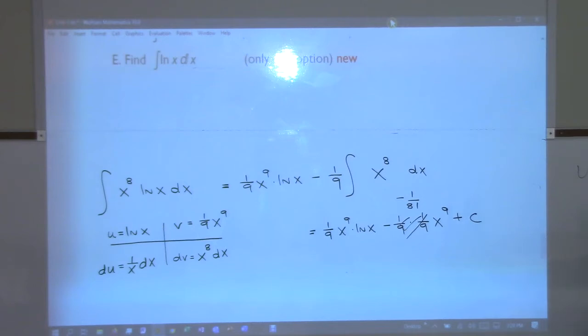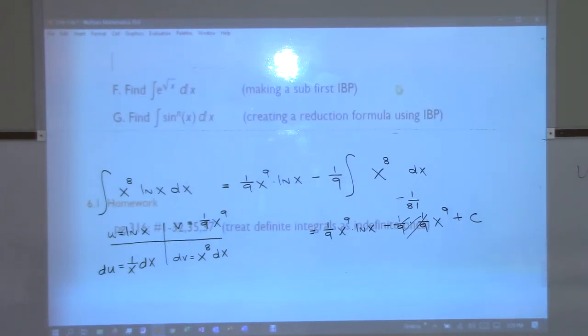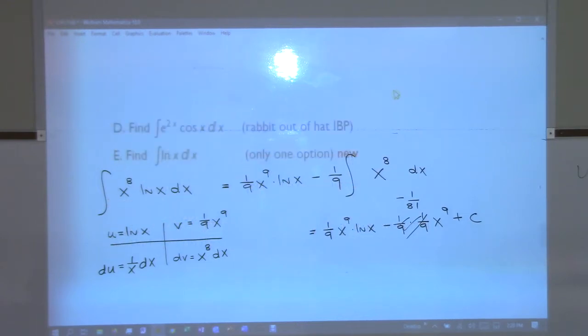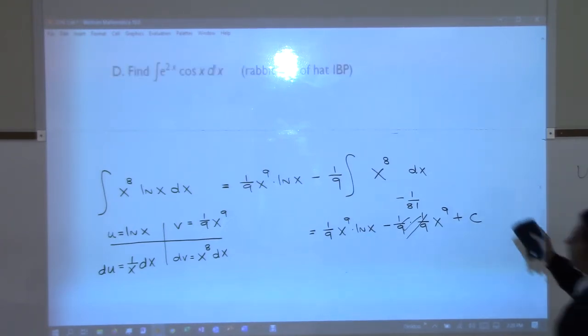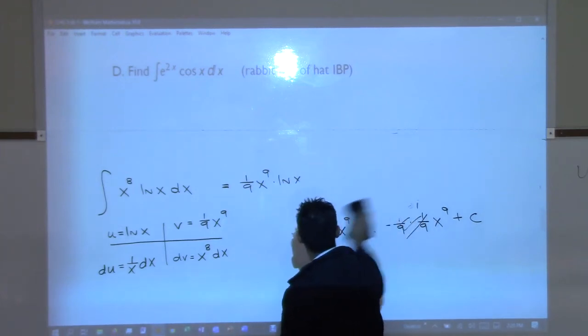Okay? All right. The rabbit out of the hat. So this is a classic problem, right? Every Cal 2 student needs to see this problem.